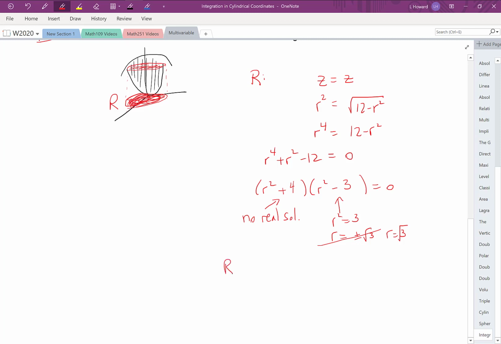Okay, so what that does, that describes the radius of the disk that we're seeing in this picture. So that allows us to say that our region R in the xy plane is the region that has radius between 0 and root 3. And because it's a disk, we want to rotate all the way around and say theta is going from 0 to 2 pi.